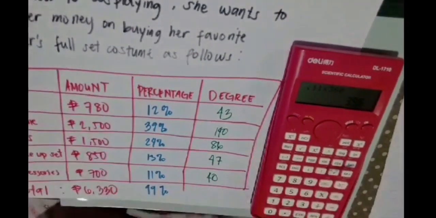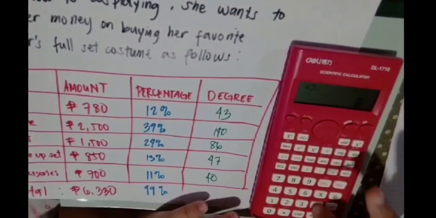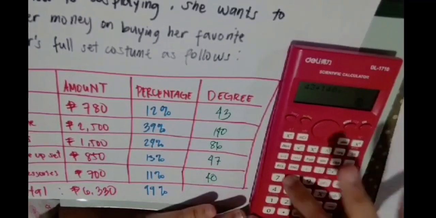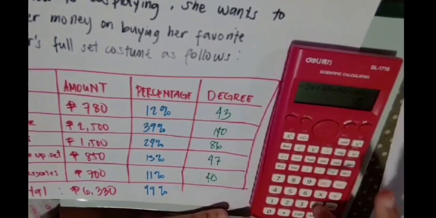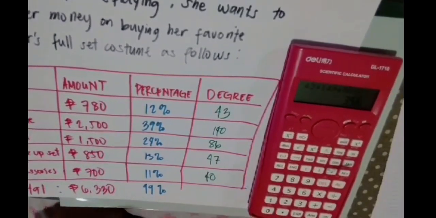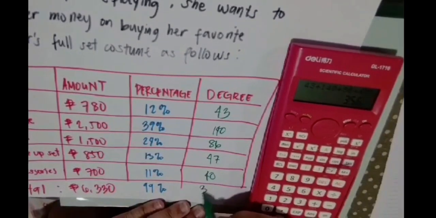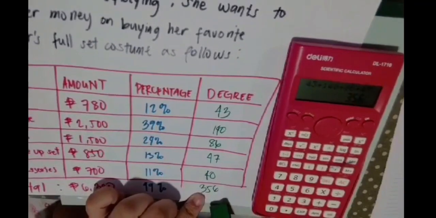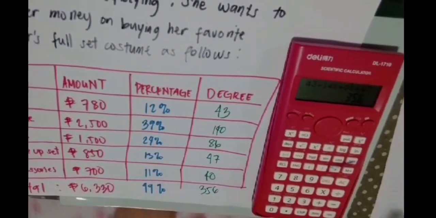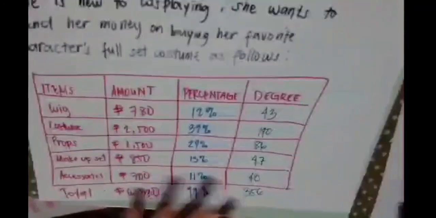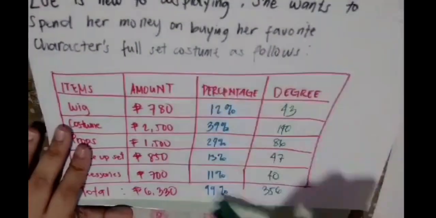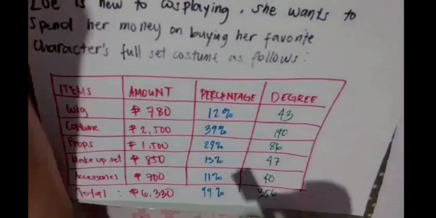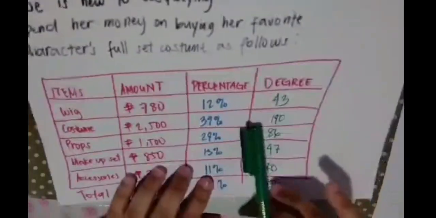So now we are going to sum it all. 43 plus 140 plus 86 plus 47 plus 40. We have a total of 356, which is good because 356 is close to the 360 degrees of a circle. And now, once we have the percentage and the degree, we can proceed to graphing the circle.